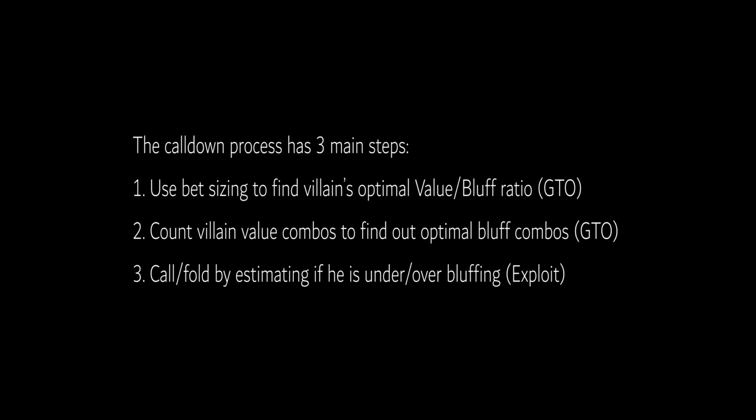Okay, so with the theory out of the way, we can go to phase 2, the river call down process. And I would probably need maybe a better name for this, but it is a river call down process. So this process has 3 steps. First is the GTO: apply the MDF framework to find the optimal value to bluff ratio. Second, range estimation: count the value combos to find out the bluff combos allowed. And third will be the exploit section, where we make correct assumptions to adjust your calling range.